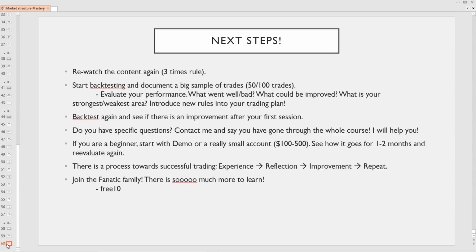First of all, you gain experience. You backtest, you look at the markets, you journal, you document, you look at the formations, you rewatch the course. Then you have reflection. You reflect on everything that you have done. How do you reflect on your backtesting sessions? What kind of improvements later can you introduce? Then you improve after you reflect.